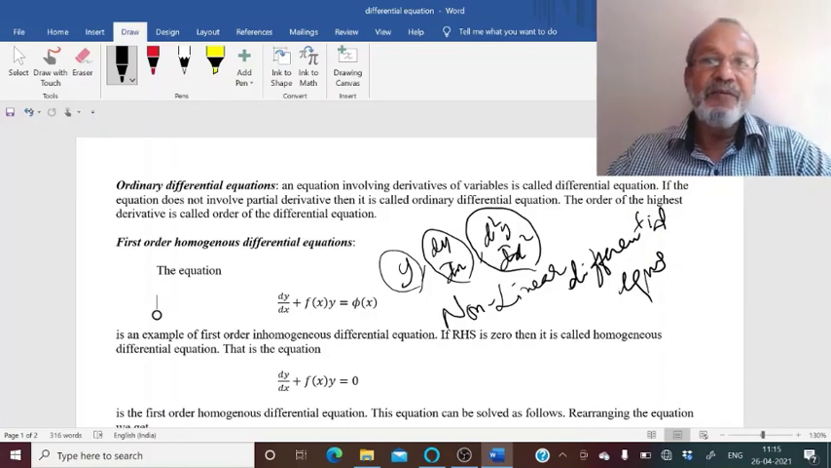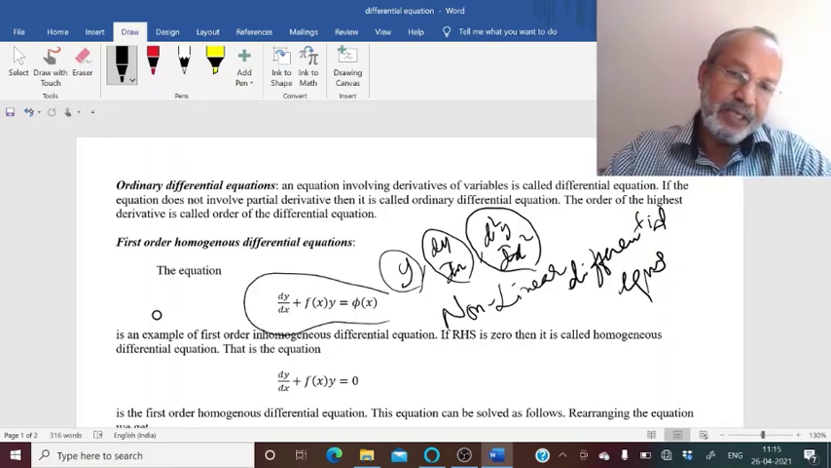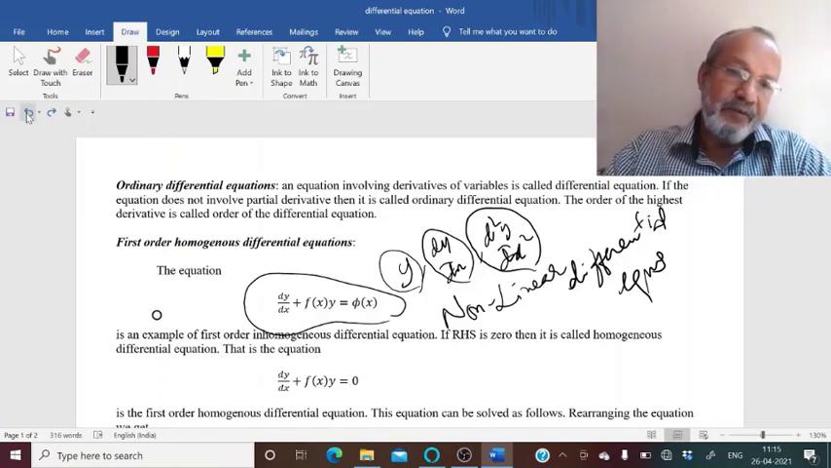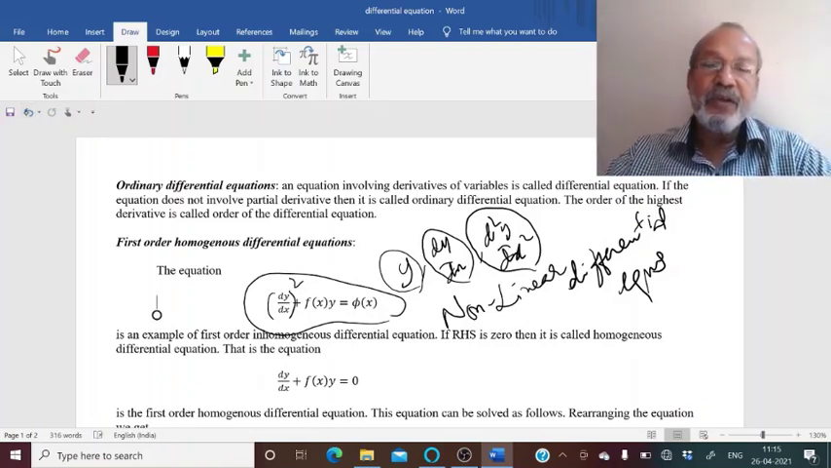What is an example of a non-linear differential equation? For example, if you take this equation, and if this is y cube instead of y, then that becomes a non-linear differential equation. Or if you have dy by dx whole square like this, then that is also a non-linear differential equation. But in this class, we will be considering only linear differential equations.